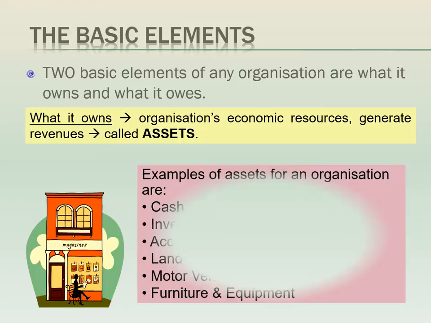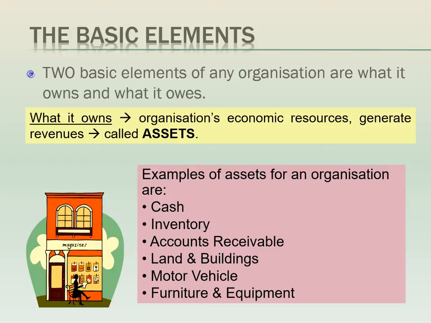Examples of assets are cash, your money in the pocket or in your bank account; inventory; and accounts receivable, which is the collective amount of customers' debt. Land and buildings, motor vehicles, furniture, and equipment are also assets for the organization. That is what the organization owns.